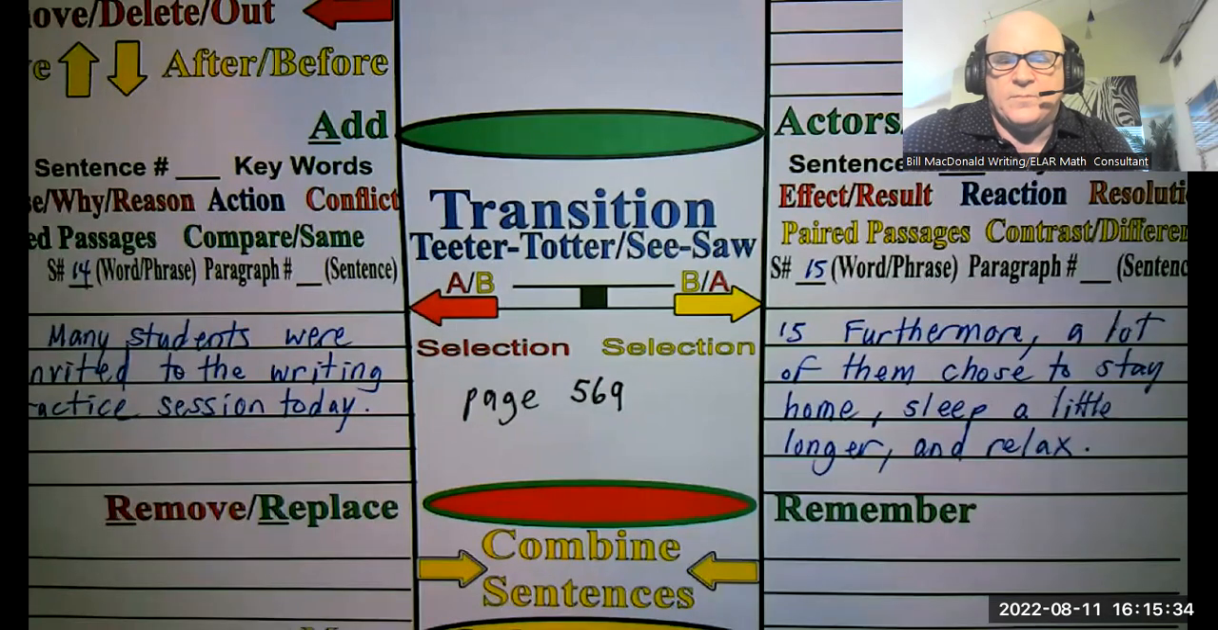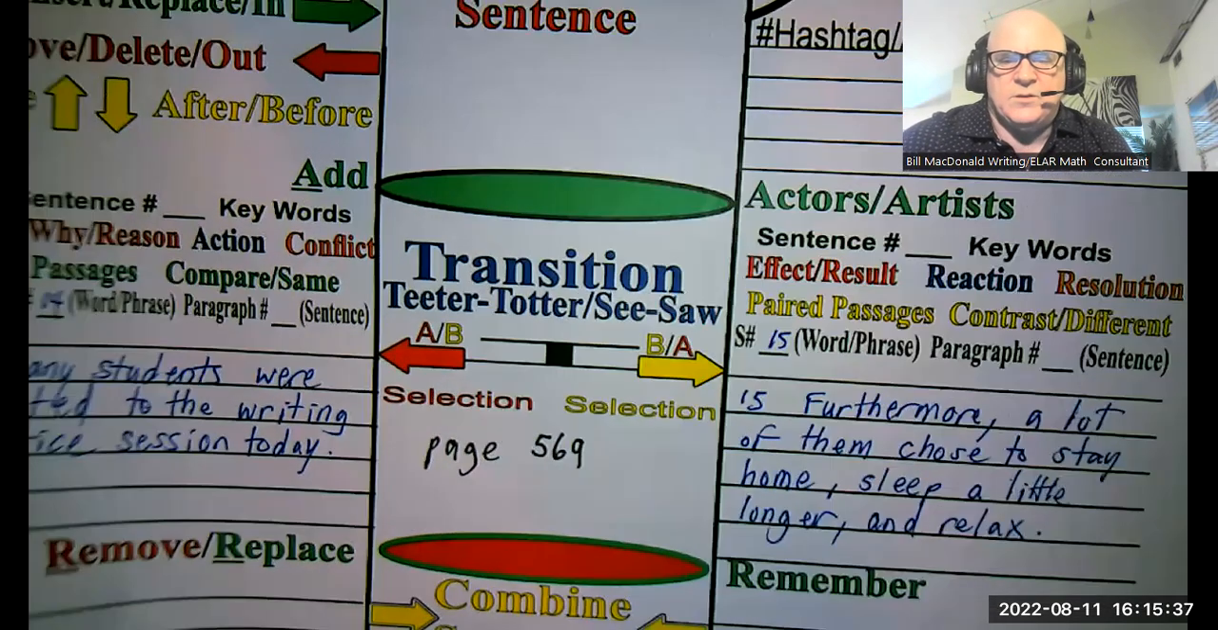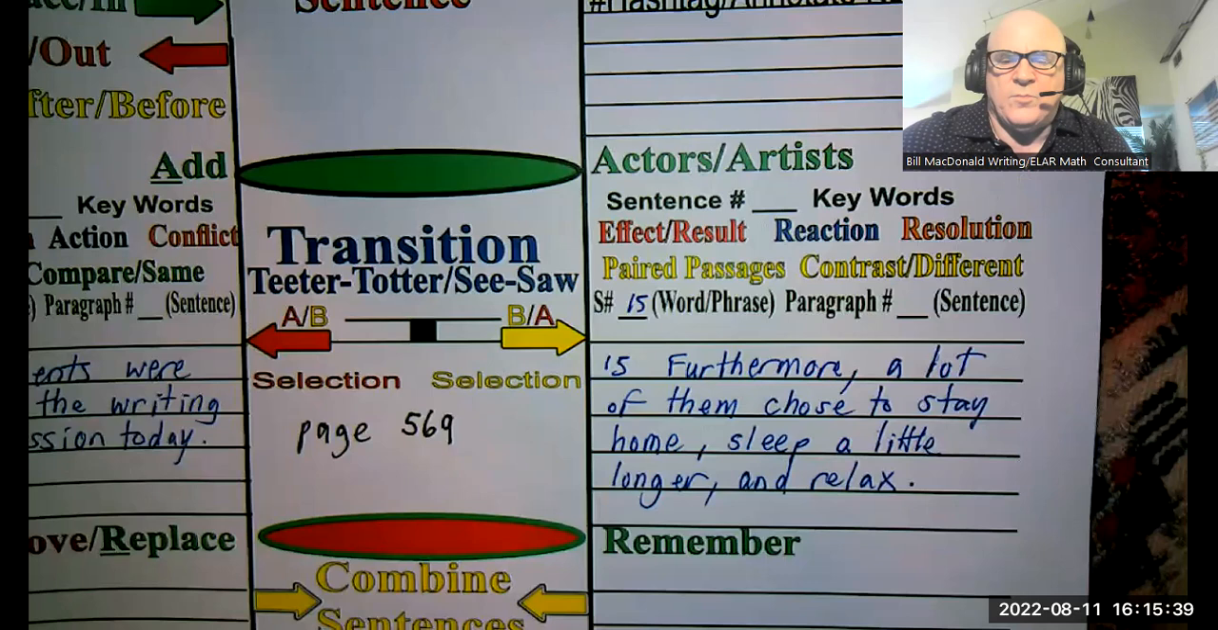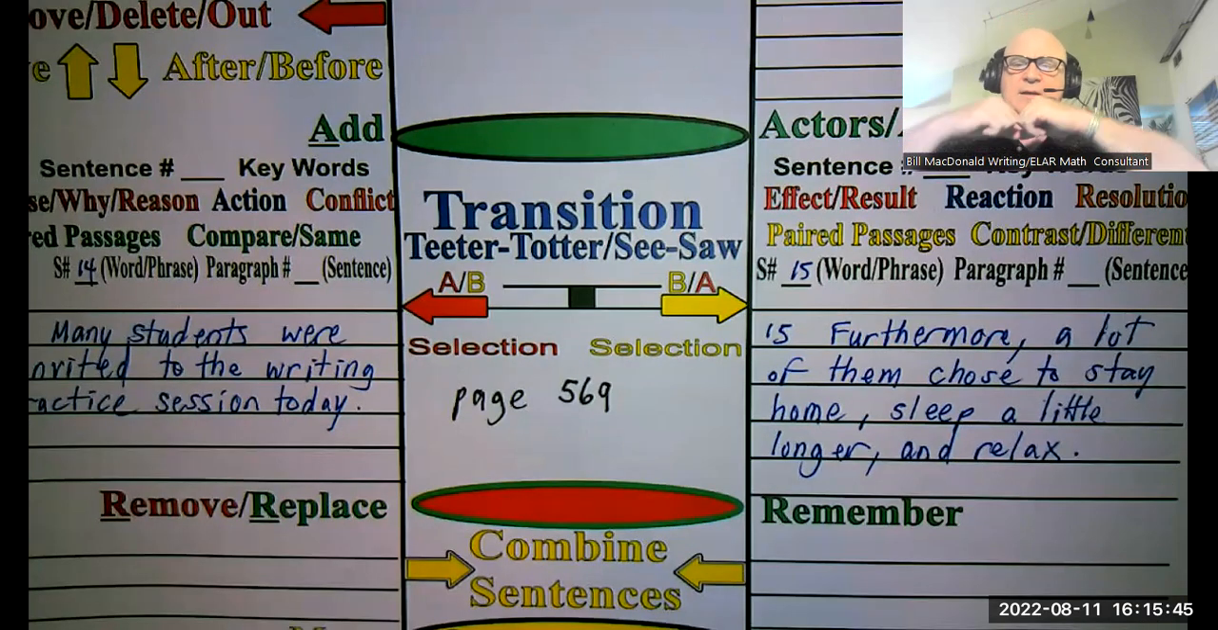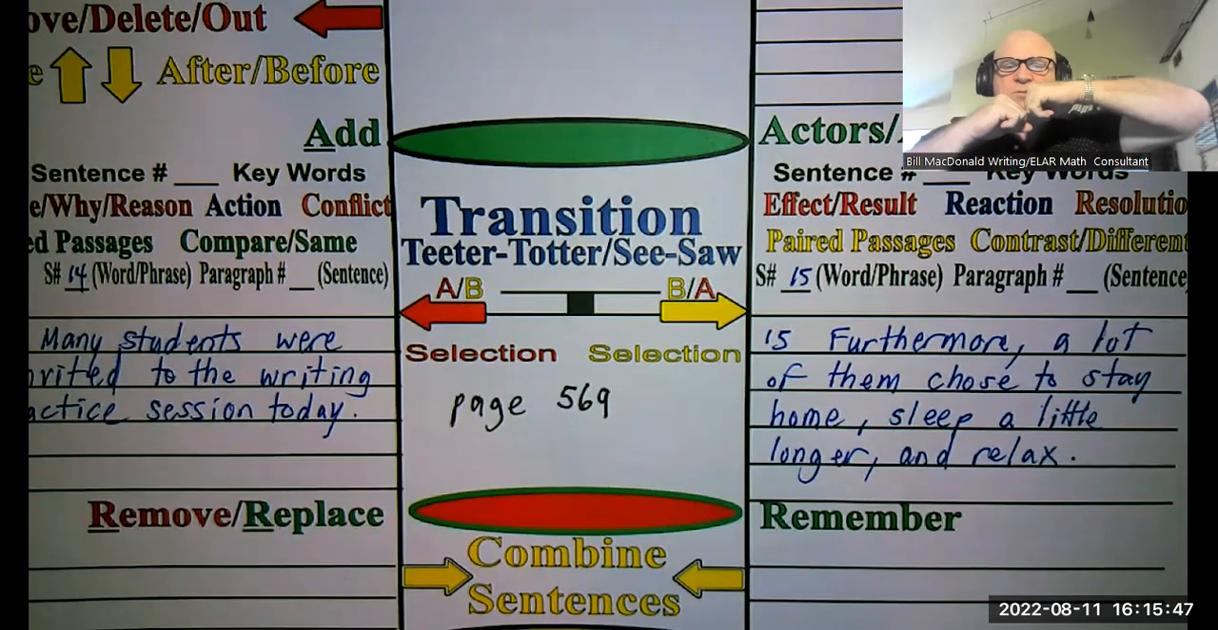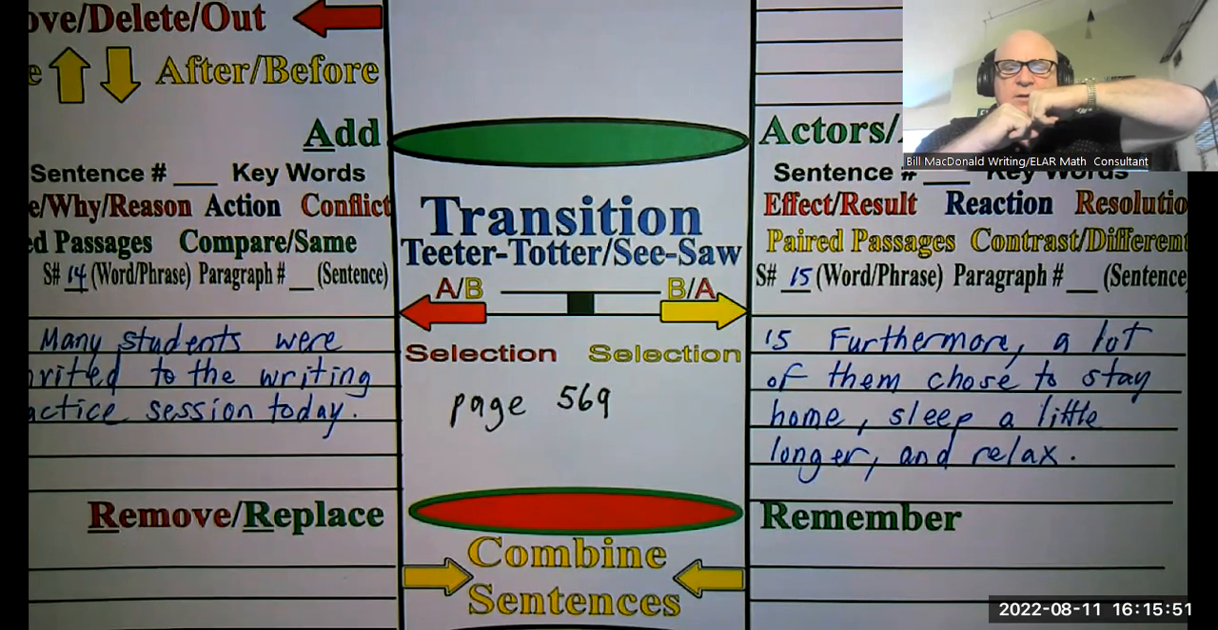Transition. Teeter to the totter. Furthermore, a lot of them chose to stay home, sleep a little longer, and relax. So if I try that one that I'm telling you: many students were invited to the writing practice session today, period.